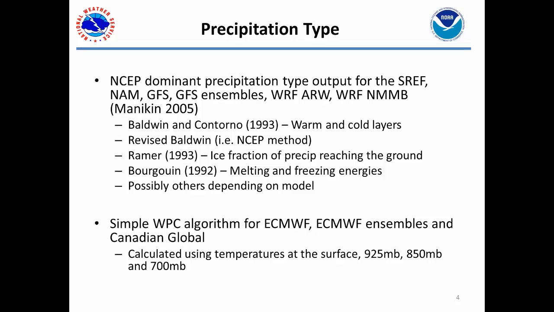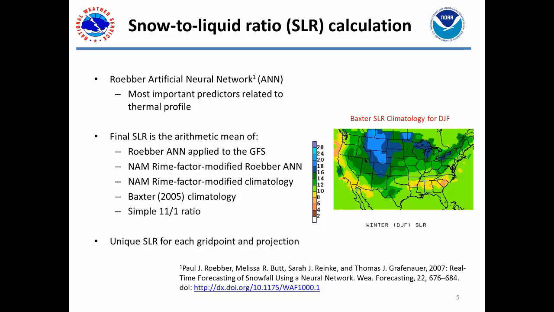For those models which are not run by NCEP, we use our own in-house algorithm to derive the precipitation type. This algorithm is just based on the surface temperature as well as the temperature at a few standard height levels. To determine our snow-to-liquid ratios, or SLRs, we rely heavily on the Roebber artificial neural network technique. And this technique primarily keys on the thermal profile to try to predict an environment-based snow-to-liquid ratio.